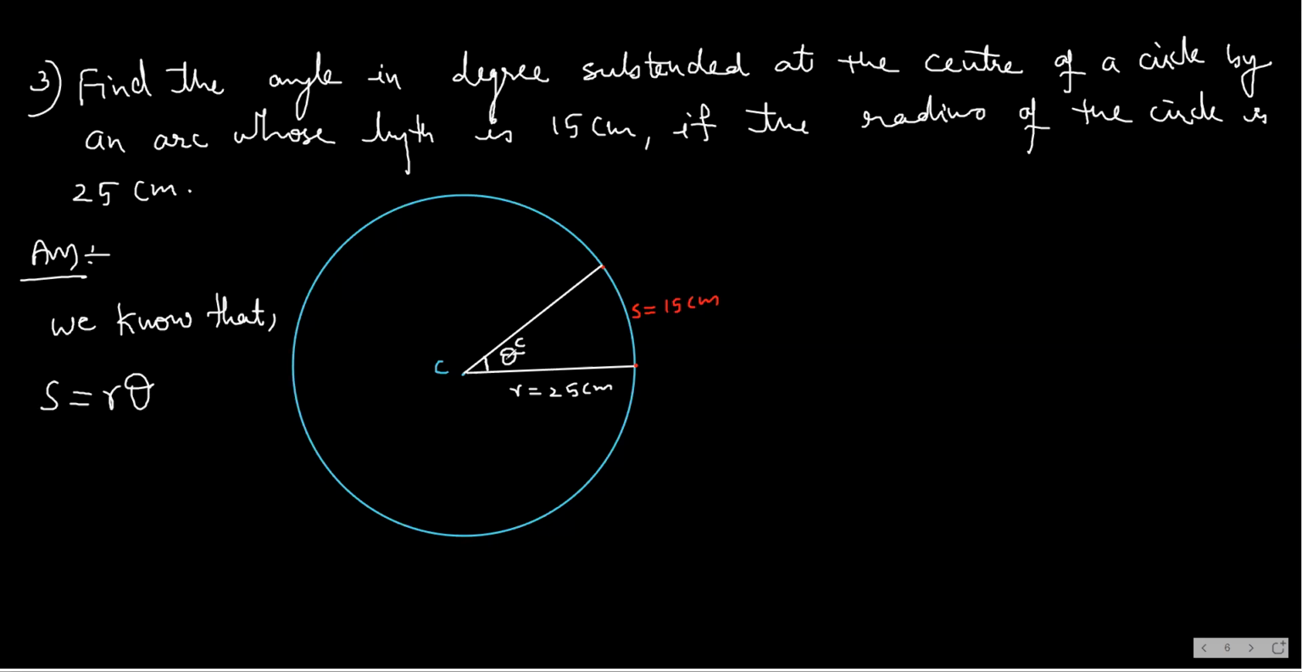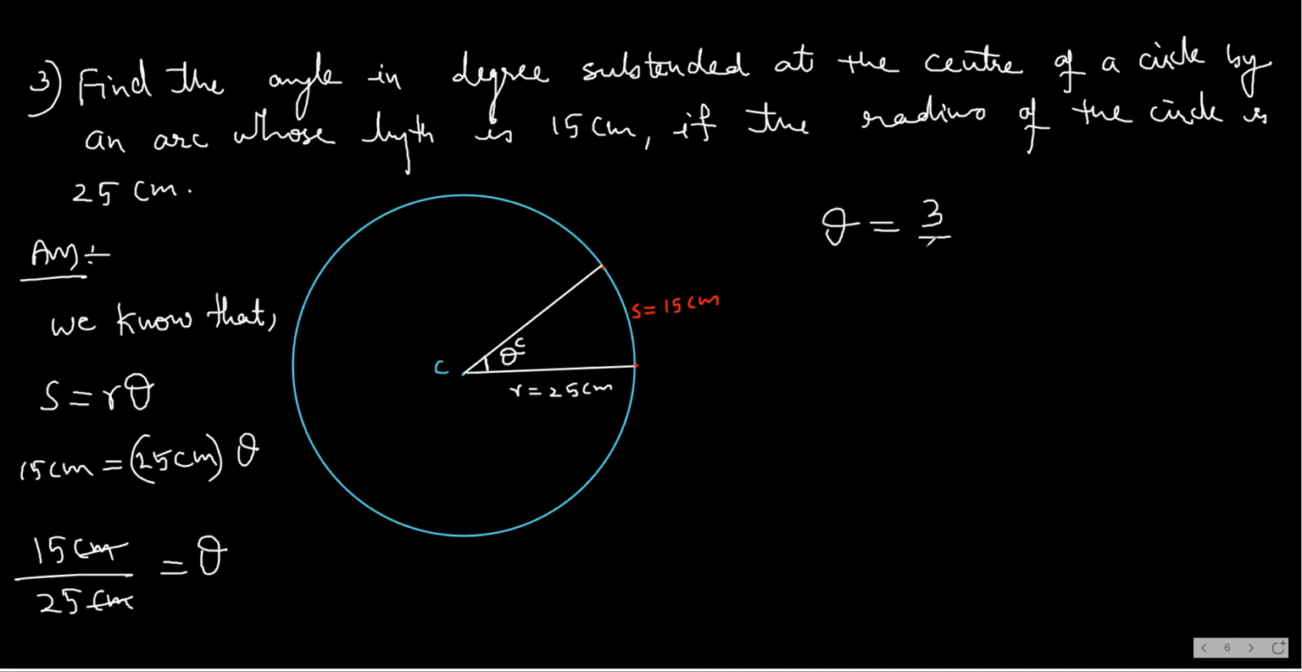And what is this theta? Theta is the magnitude of the theta radian measure. So S is 15 centimeters, r is 25 centimeters, and you have theta. So you will have 15 centimeters upon 25 centimeters equals theta. What you got is theta as 3 upon 5. See, students, you got that theta value, which is 3 upon 5.